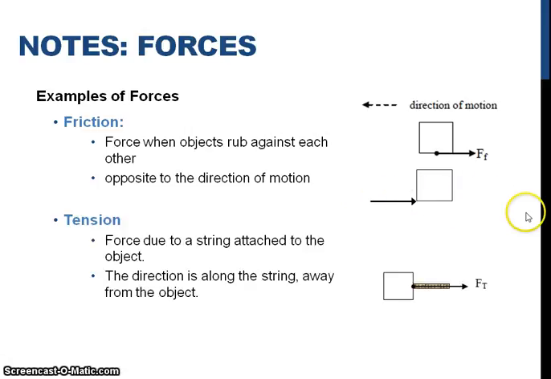And the last kind of force we're going to talk about is tension, and that's typically when there's a string or something attached to the object. We'll say that there's a tension force on it directed along the direction of that string away from the object. And you can have other kinds of forces that are like pushes and pulls, or applied forces.